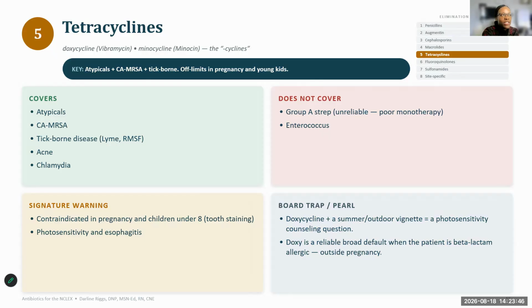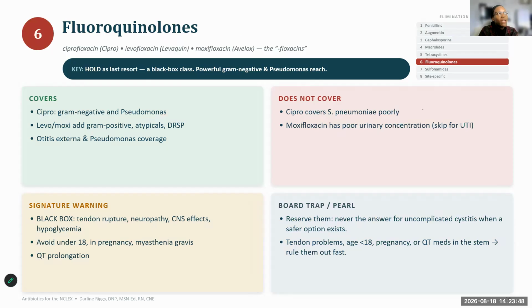Yeah, the whole pregnancy is usually where they aim with this one, but you never know. Your fluoroquinolone, again, is going to be one of those last options. You've got to go down 1, 2, 3, 4, 5 before you get to this one. It covers your gram-negatives, pseudomonas, your gram-positives, your atypicals, otitis externa. It doesn't cover your S. pneumoniae. But it has a black box warning, hence why it's at the bottom of the list.